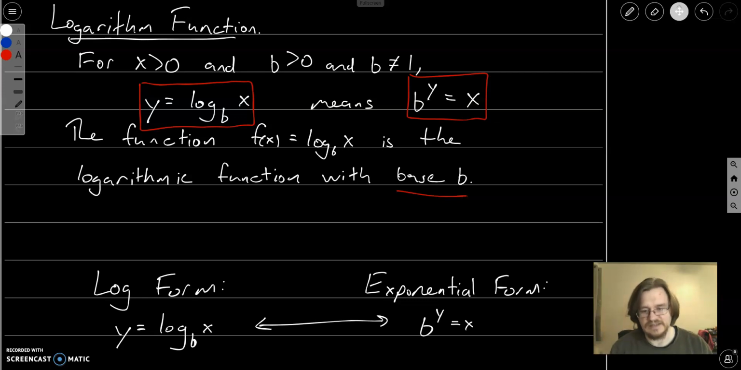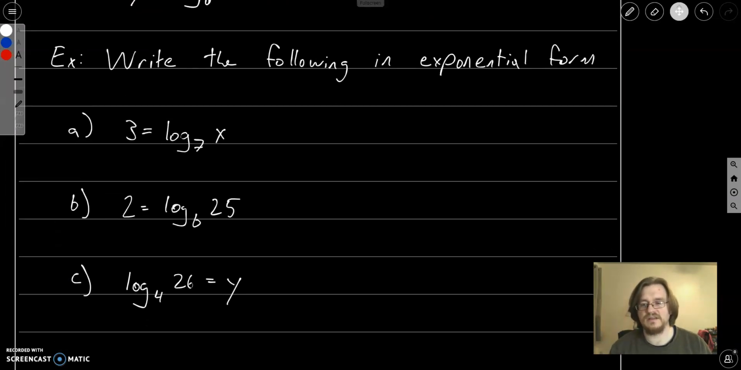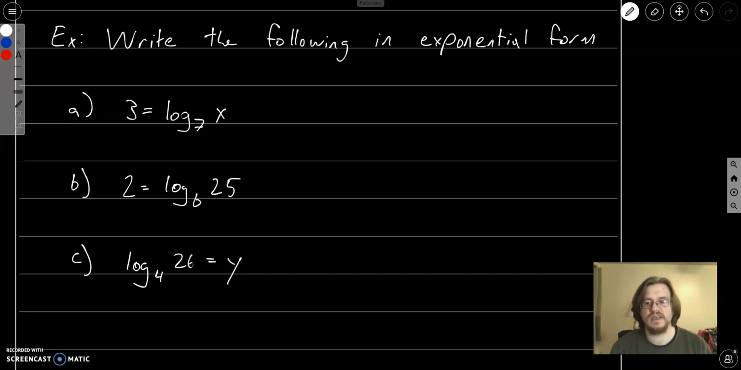So let's look at some examples. I have some logarithms here, and they're written in log form. We can see the logs here, and I want to write them in exponential form. So I want to rewrite these statements in terms of exponents. So we have 3 is equal to log base 7 of x. So the base here is still the same, and the way we write this is 7 to the third power is equal to x. These guys, again, mean the same thing. This is just written with logarithms. This is written with exponents.